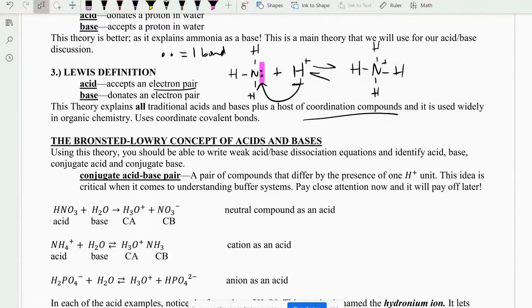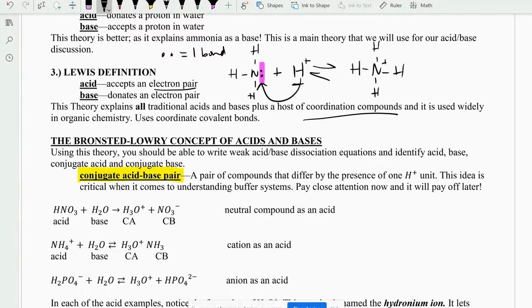Okay, so we're really just going to focus on the Bronsted-Lowry concept of acids and bases. One of the things I want to cover before we move on, and by the way, this is going to help you understand how to write these acid and base equations. This will help you identify what your acid is versus what your base is. This is probably going to be a new vocabulary term for you, but you are going to need to be able to identify the conjugate acid and base pair.